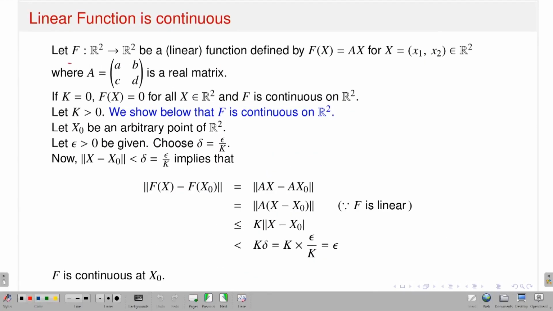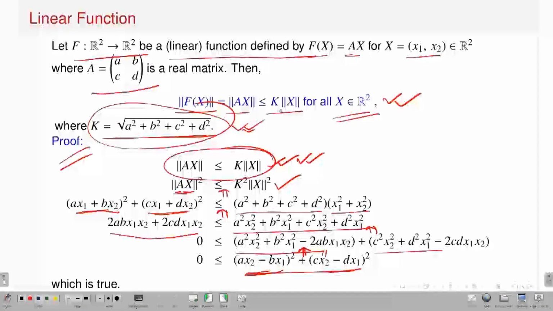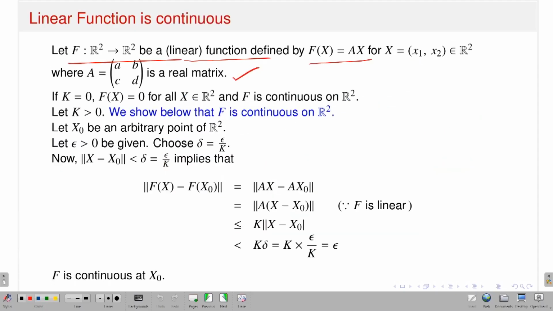So, what I said: f is a map from R2 to R2, a linear function defined by this, where A is a matrix. Now, if k is equal to 0, then the right hand side is 0, so the left hand side, the norm of f(x), is 0, which implies f(x) is 0. That means if k is 0, then f is only the zero map, which is a continuous function. There is nothing to prove.